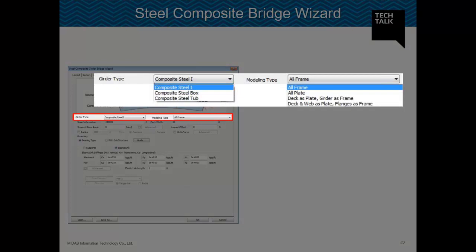Firstly, we'll start with the layout tab. This tab is for defining the basic geometry of the bridge. So it can ask us about the girder type and the modeling type. Various modeling types are there. You can have all frame type of elements for your deck and your girder. All plates can be used for girder and deck. Or you can have deck as plate, girder as frame, or you can have deck and web as plate and flanges as frame. So these are a variety of options for the modeling of our bridge.